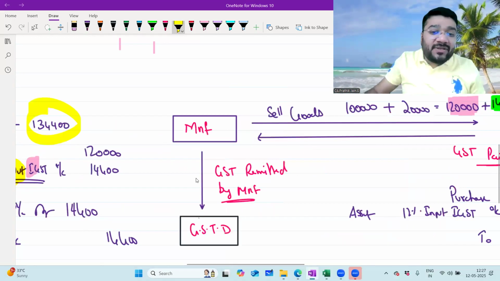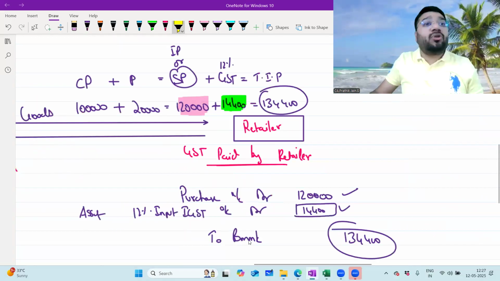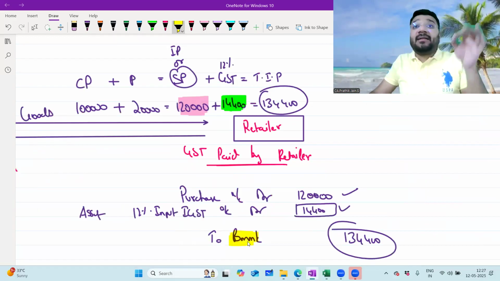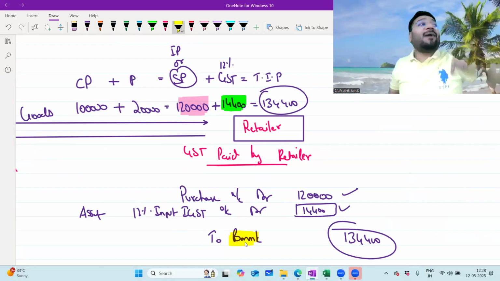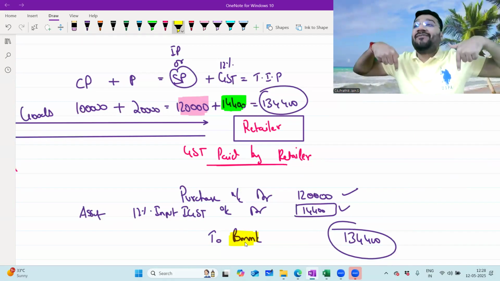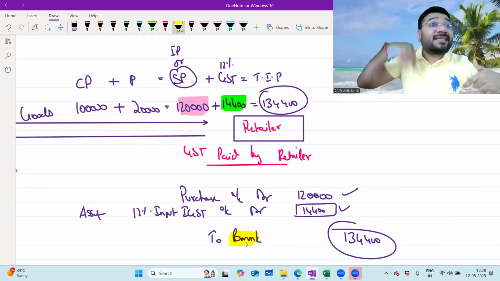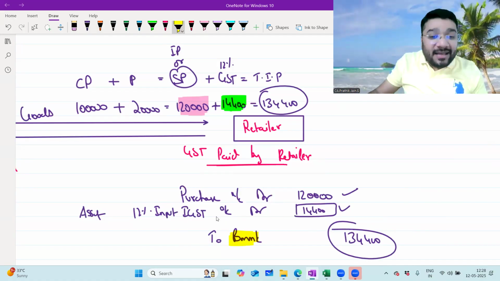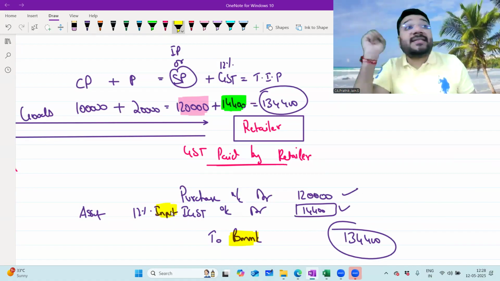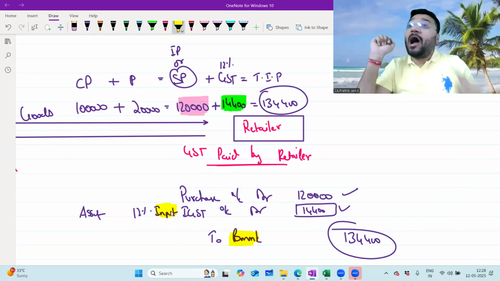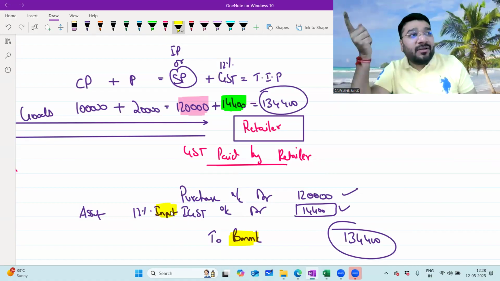This money which the retailer is paying now through the bank, the money is going out. But in future what will happen? I'll get this money in from whom? Customer. So in future the money is coming in. So it is what GST? Input IGST. So input IGST is related to purchase or sales? Purchase. Output, sales. Input, purchase.